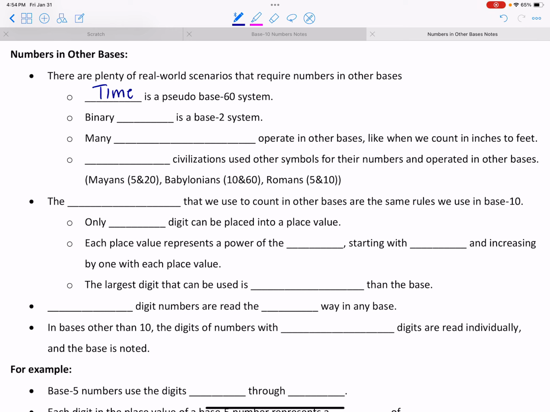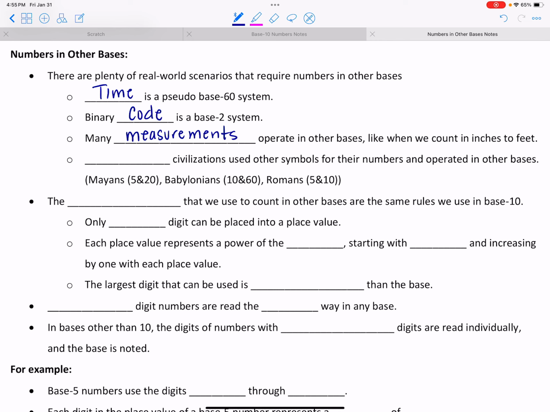Similar concept with time. Every time we get to 60, we add an hour, another 60, then it's 2 hours, another 60, then it's 3 hours, and so on. So it's kind of a pseudo base 60 system. We also have binary code. If you've done any kind of coding work or know people that have done it, it's binary, which means it's a base 2 system. Only zeros and ones are used in that system. Very necessary and useful.